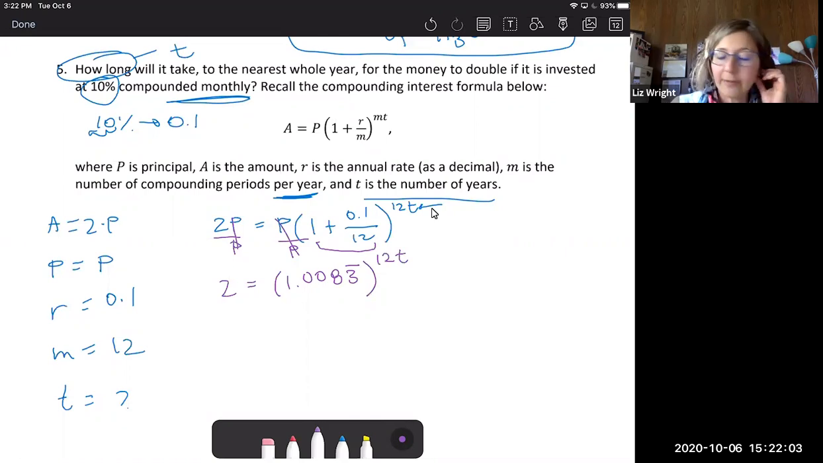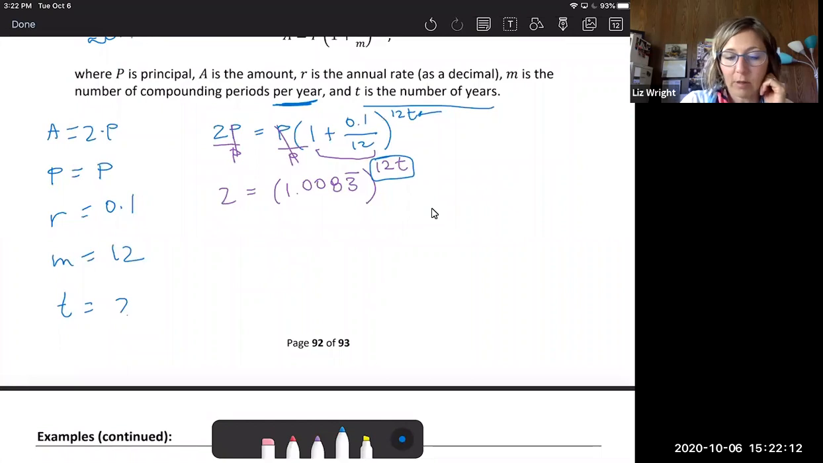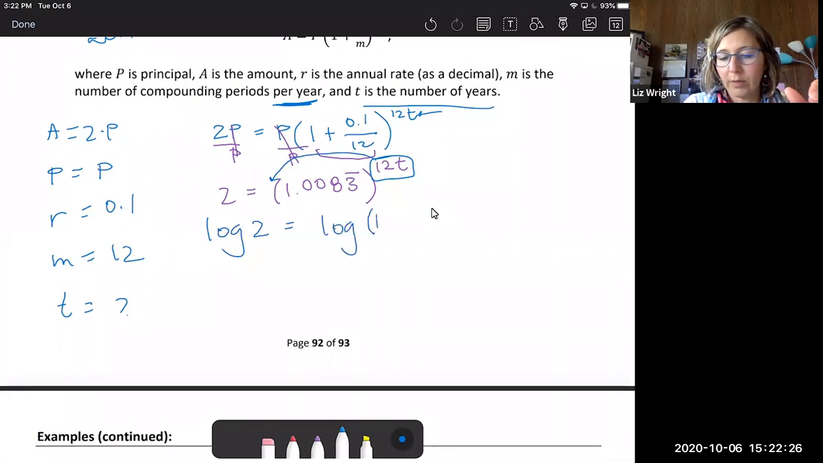So now what I would like for you to do is think about what we have to do in order to bring this down to solve for my exponent. And I'm hoping you're saying take the log of both sides, and that would be correct. So we would say log of 2, and then log of 1.0083 with that 3 repeating, 12t. Because I took the log of both sides, I can use that property that says I can pull that down.